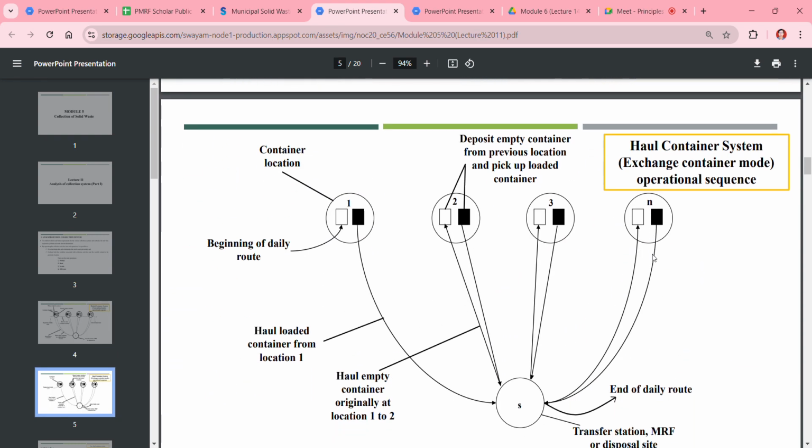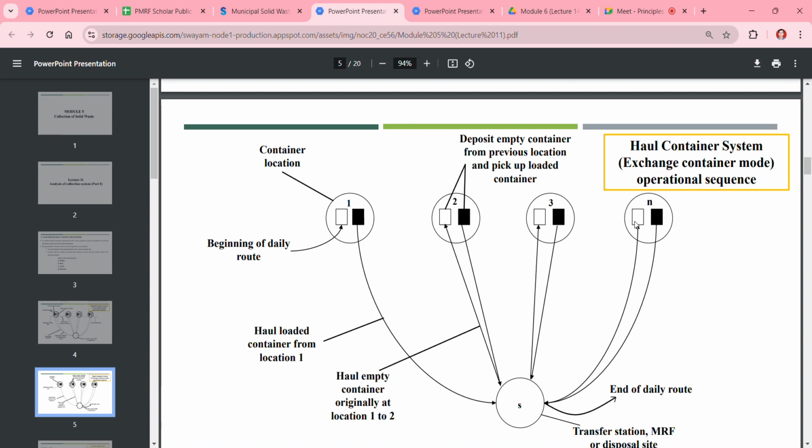In the exchange container mode, we are already going with an empty container to the site. We are going with an empty container to the container location. We are putting the empty container at the first location, and then we are picking up the filled container, and we are emptying it at the disposal site, and then we take that empty container to the second site, and we put it there.